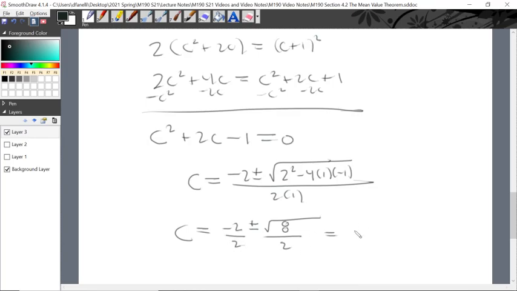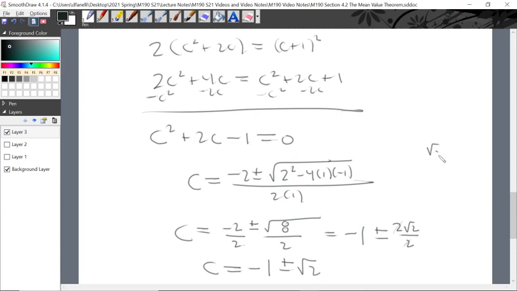So we get negative 2 over 2, which is negative 1, plus or minus the square root of 8, which simplifies as 2 root 2, and then that's over 2. So we get to cancel a 2 there as well. So I have c is equal to negative 1 plus or minus the square root of 2.